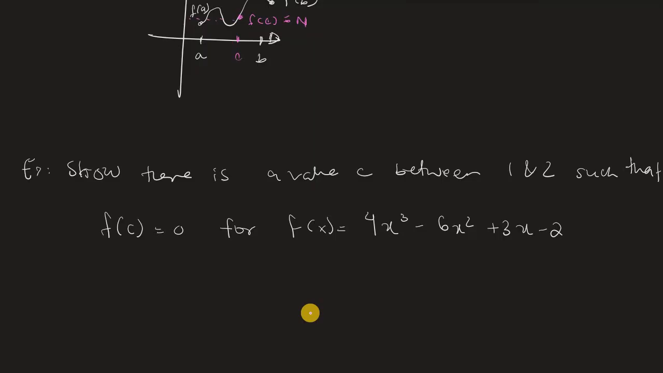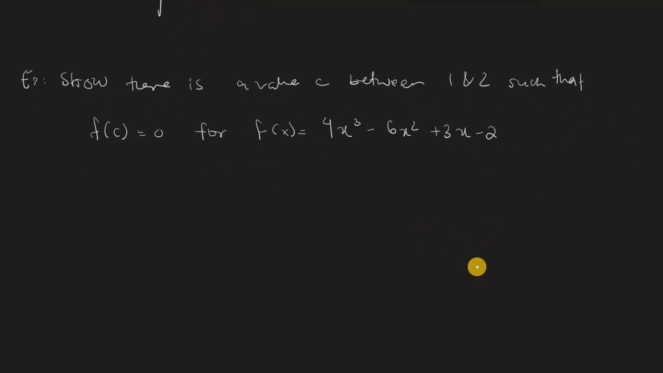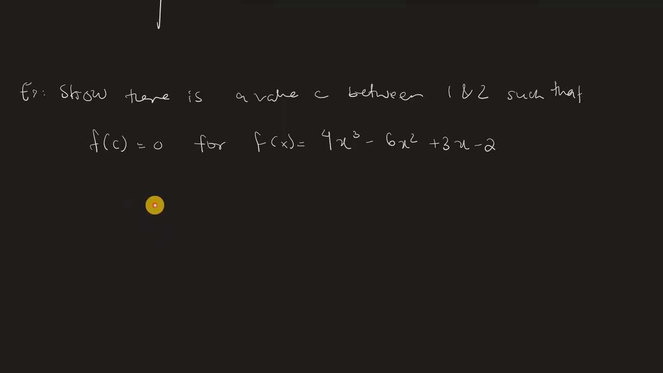So here it says show that there is a value c between 1 and 2, so this is the interval a and b, 1 and 2, such that f of c is equal to 0, and we're given this function over here. Okay, so here we basically don't care about the function itself, so what we basically have to do is plug in f of 1 into this function.